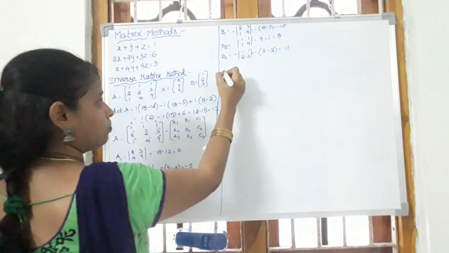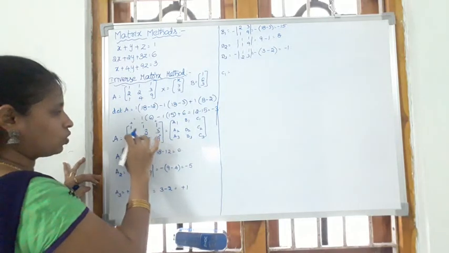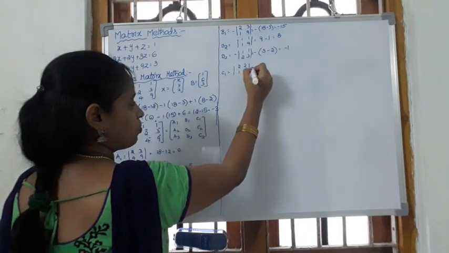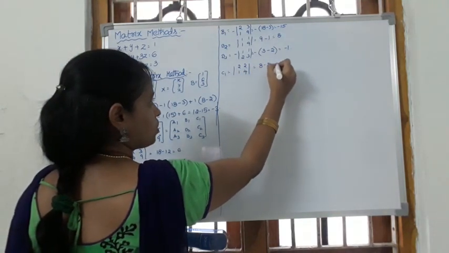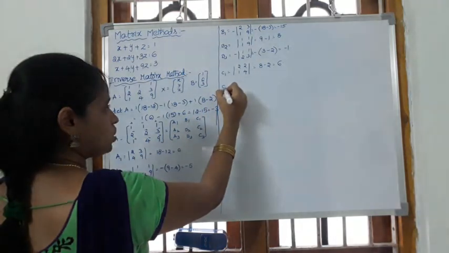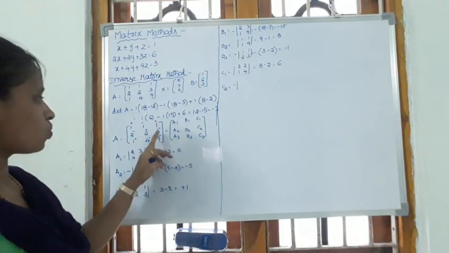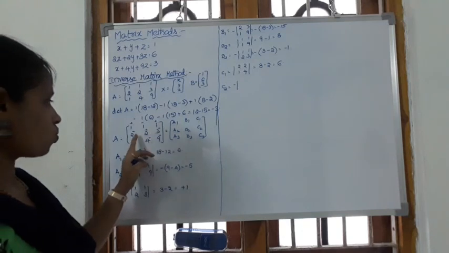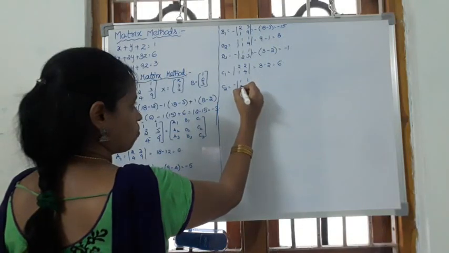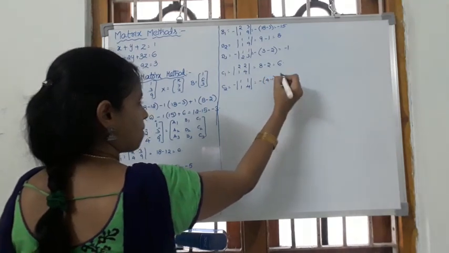Now C1 is equals to, here plus symbol, this row and this column we want to eliminate. Now 2, 2, 1, 4. That is equals to 8 minus 2 is equals to 6. Now we want to find out C2. C2 has minus symbol, minus of, remove this row and this column to get 1, 1, 1, 4. That is equals to minus of 4 minus 1 is equals to minus 3.